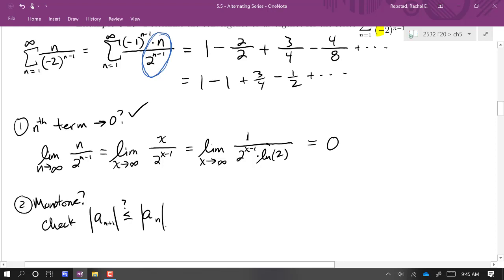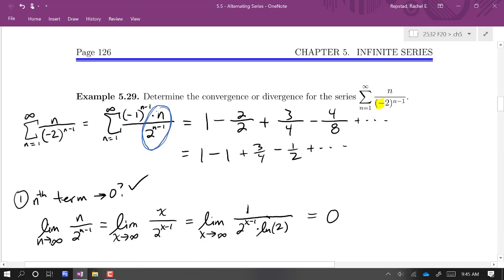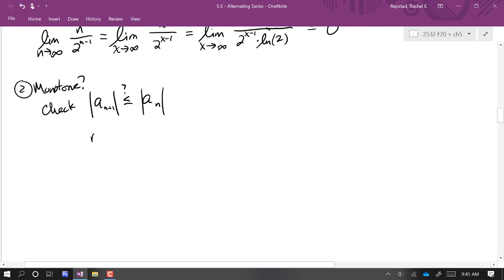just to emphasize that we're ignoring the alternating part, even though in the language and notation of the theorem, just writing a sub n is automatically already ignoring that alternating part. But just to emphasize that. So the a n plus 1 term: I'm going to take this part that I've circled in blue, replace n with n plus 1. So I'll get n plus 1 over 2 to the n. Is this always less than or equal to n over 2 to the n minus 1?